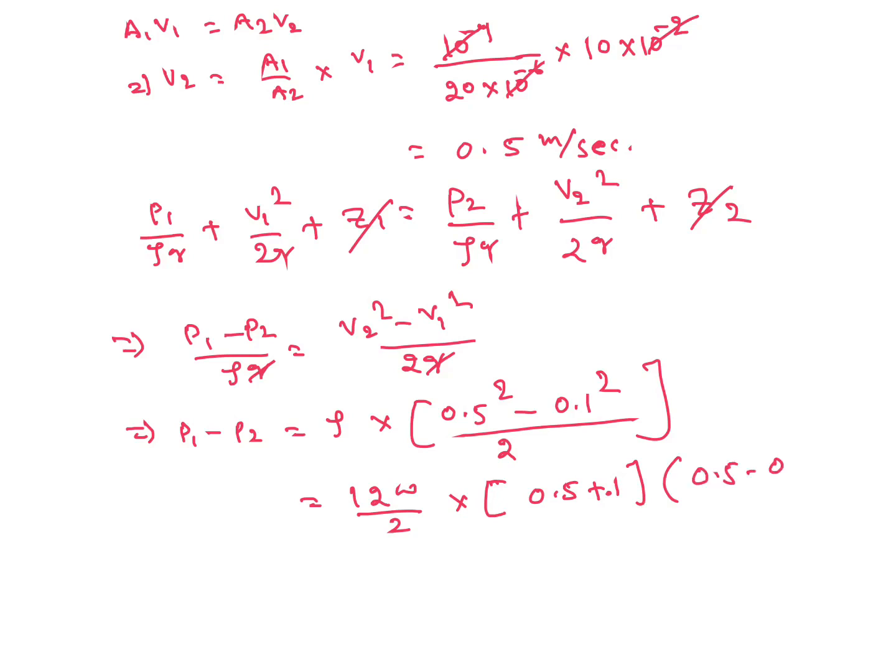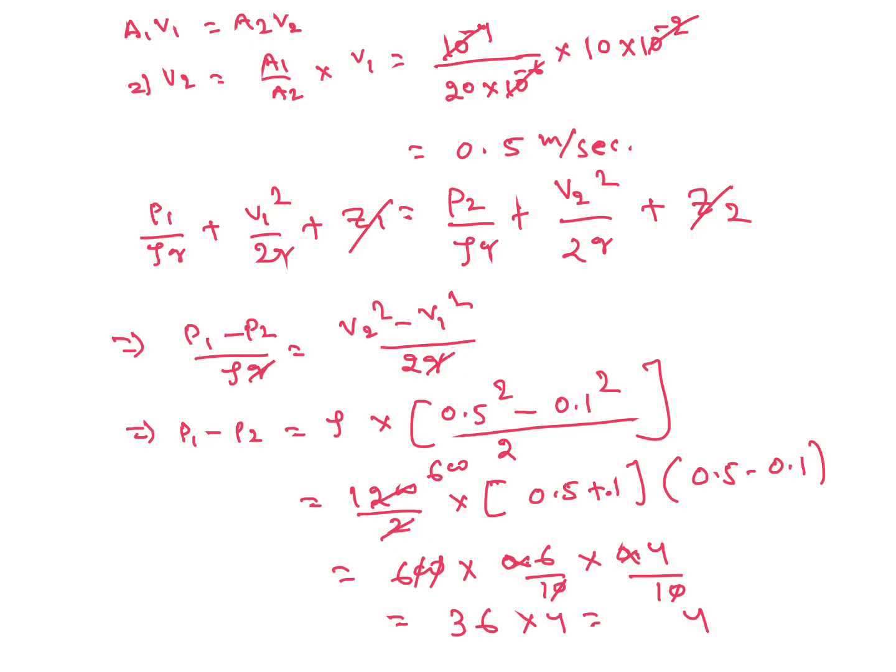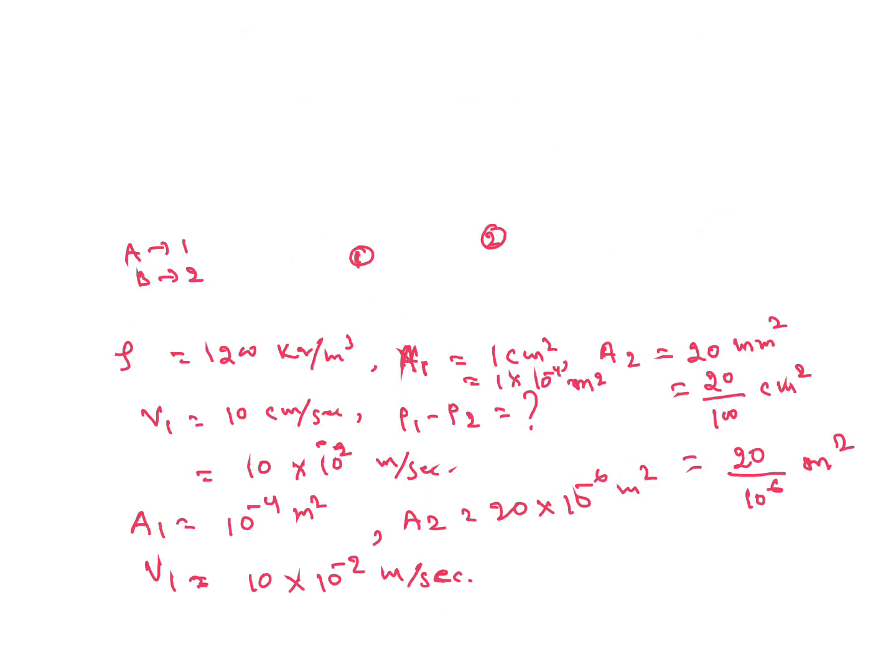600 into 6 into 0.4. So 6 by 10, 4 by 10, zeros cancel. 36 into 4, 144 Newton per meter square or Pascal. From the options, C is our answer: 144 Newton per meter square or Pascal.